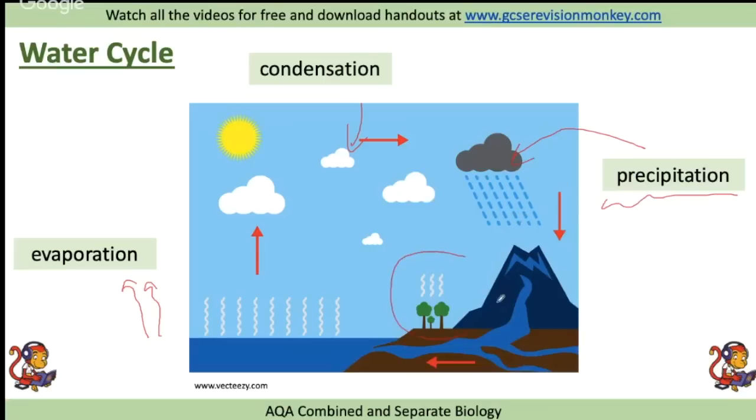And the final factor is to do with these trees. From paper 1, you'll know that trees and plants also lose water, and that process is called transpiration. So 4 things to consider about the water cycle.